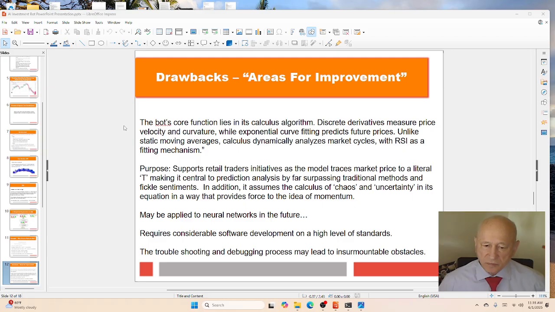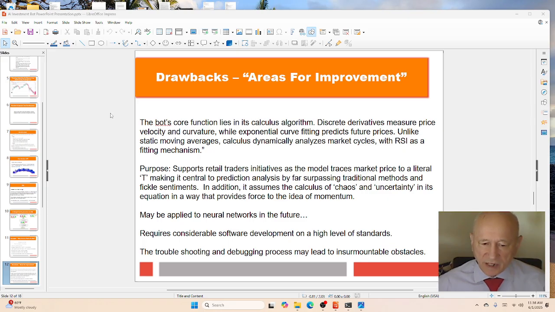And the purpose is to support retail traders' initiatives, as the model traces market prices to a literal T, making it a central prediction analysis, by far surpassing traditional methods and fickle sentiments. In fact, I calculated that the correlation is running at 99% accuracy, almost perfectly. In addition, it assumes the calculus of chaos and uncertainty in its equation in a way that provides force to the idea of momentum. Now, some people may say there's overfitting, but there's not. It's simply an accurate presenter of trade data.